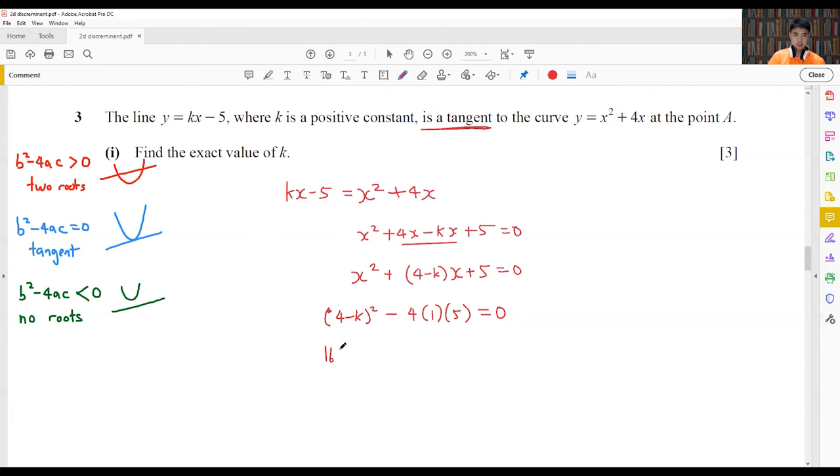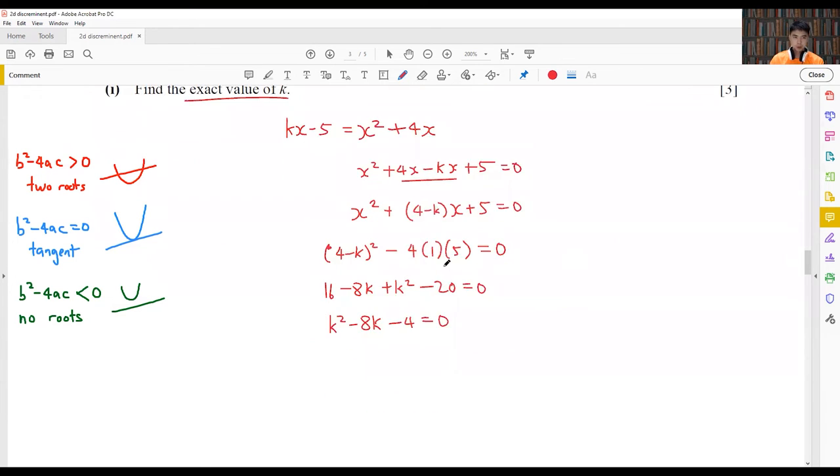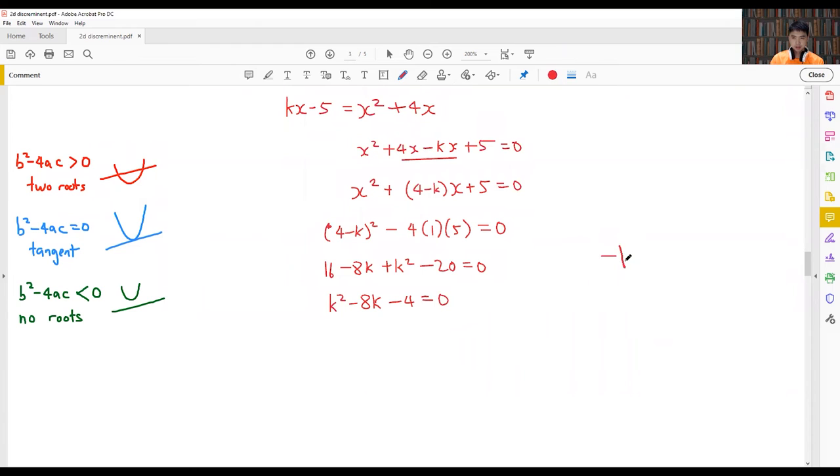Expand this bracket: 16 minus 8k plus k squared minus 20 equals 0. Rearrange your equation: k squared minus 8k minus 4 equals 0. Now, in this case here, they are asking for the exact value of k, so what I should do is use the quadratic formula. The quadratic formula is negative b plus minus the square root of b squared minus 4ac, over 2a. And substitute these values into here to solve for the value of k.